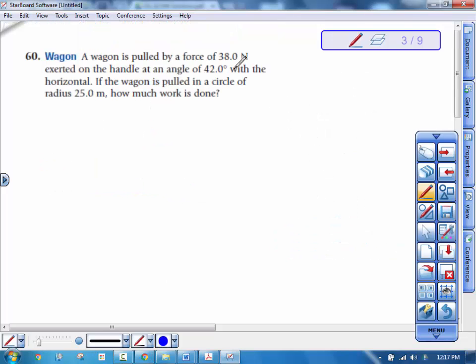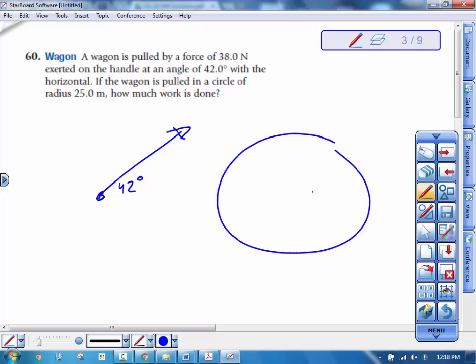All right, a wagon is pulled by a force of 38 newtons exerted on the handle at an angle of 42 degrees. So we've got a force pulling this way at a 42-degree angle. If the wagon is pulled in a circle with a radius of 25 meters, how much work is done? Okay, so now I'm going to draw a bird's eye view as well. This thing gets pulled in a circle of radius 25 meters. Now, how much work is done? Well, that's force times the distance.